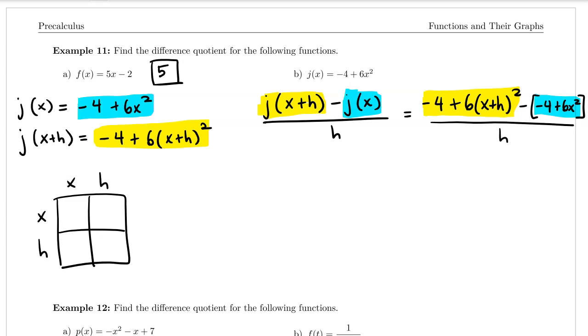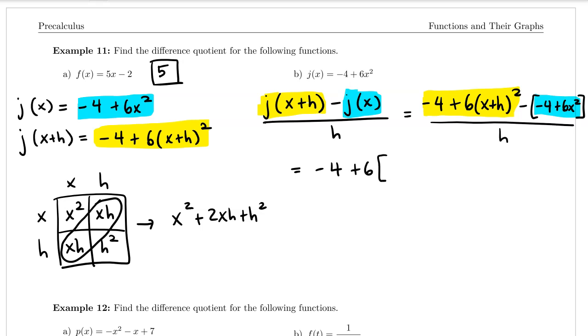Now I can multiply accordingly. X times x is x squared, x times h is xh, x times h is xh, and h times h is h squared. Now notice in the diagonal here, these are both like terms, so if I add them, this is going to end up giving me x squared plus 2xh plus h squared. So my numerator is going to be negative 4 plus 6 times x squared plus 2xh plus h squared.